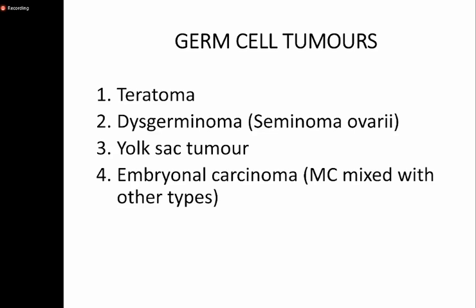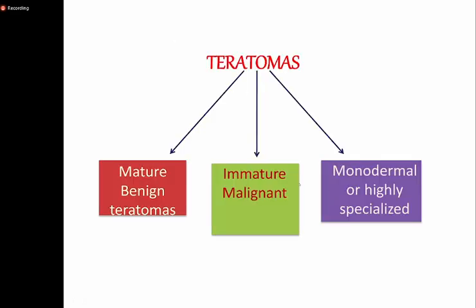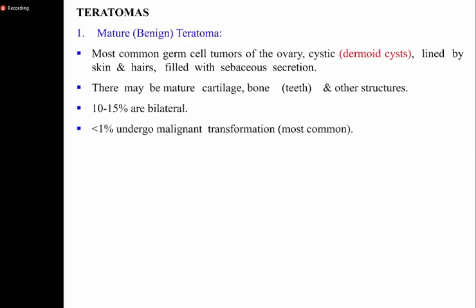variants. So the teratomas, which are the commonest germ cell tumors, are majority benign teratomas and comprise mature adult type tissues. We shall see examples. Then you have immature malignant teratomas. The immature teratomas tend to be almost 100% malignant. And then you have the monodermal or highly specialized teratomas, and we shall see examples.